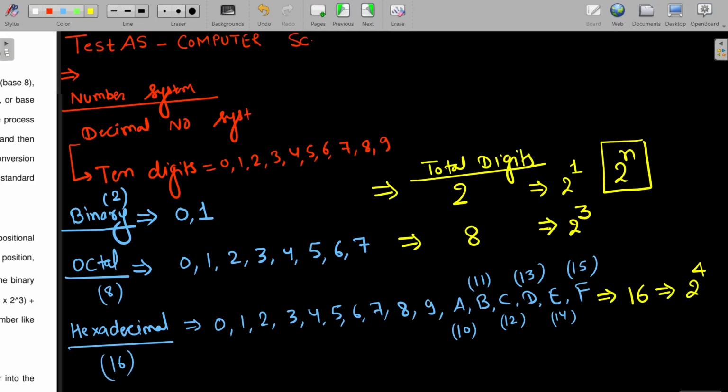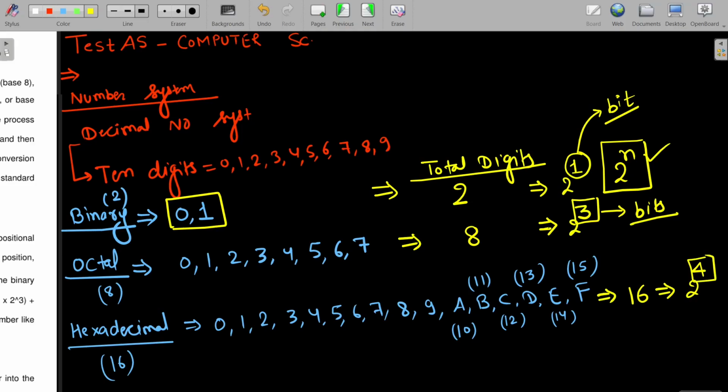Right? So these are the number systems whose number of possible digits is in the form of 2 raised to power n. And what is this n? This n is the number of bits that we need to represent those digits. For example, to represent these two digits 0 and 1, I need only one bit, that is 2 raised to power 1. 0 and 1 will be represented. For octal, we need 3 bits, right? We need 3 bits to represent any number in octal number system. Similarly, for hexadecimal, we need 4 bits to represent any number in hexadecimal number system, right?